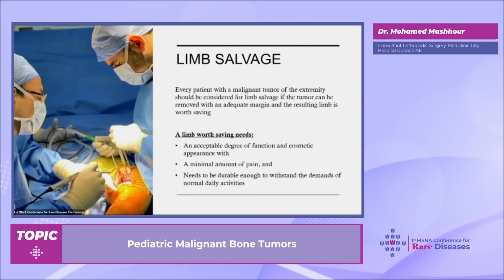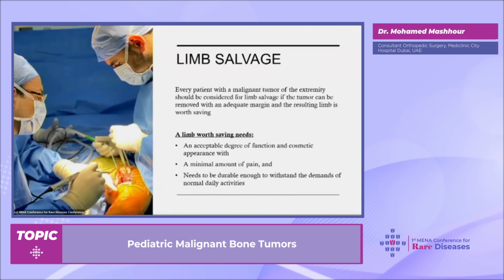Every patient with a malignant tumor of an extremity should be considered for limb salvage. He is a candidate unless proved otherwise. If the tumor can be removed with adequate safety margin, let's proceed. A limb is worth saving if it's with acceptable degree of function.